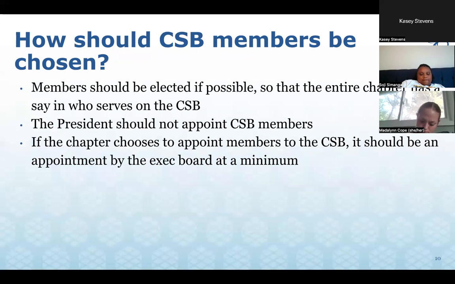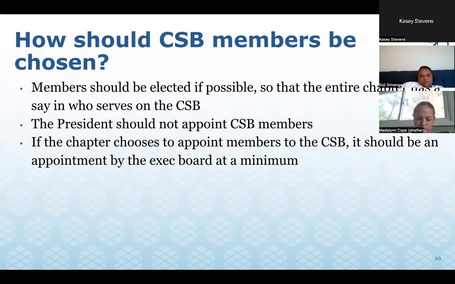So how should chapter standards board members be chosen? I always recommend that these members be elected if possible, so the entire chapter has a say in who serves on the chapter standards board. What ends up happening when you get into appointments is, sometimes folks might think you're playing favorites, or the chapter exec board is appointing people that they think will just be their friends and make sure that nobody is held accountable or whatever. So I really like to make sure that folks who want to serve can say they want to serve. So maybe they apply for a position and then are elected.